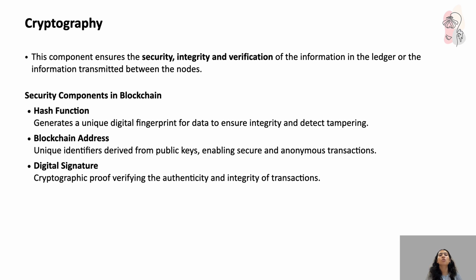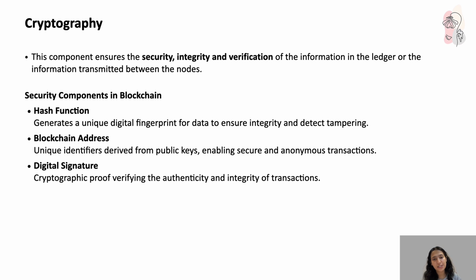So every user on the blockchain has one blockchain address derived from his or her public key. And that blockchain address lets you send and receive transactions. It is your user ID on the network. It lets you send and receive transactions securely and, in cases, anonymously wherever it's needed.